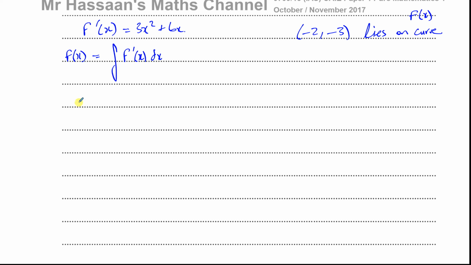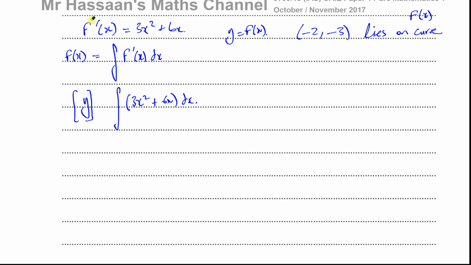So what I'm going to do here is I'm going to say let y equals f of x. So I'll say y equals the integral of 3x squared plus 6x with respect to x. And I'm going to do this in a kind of a bit of a strange way for some of you.